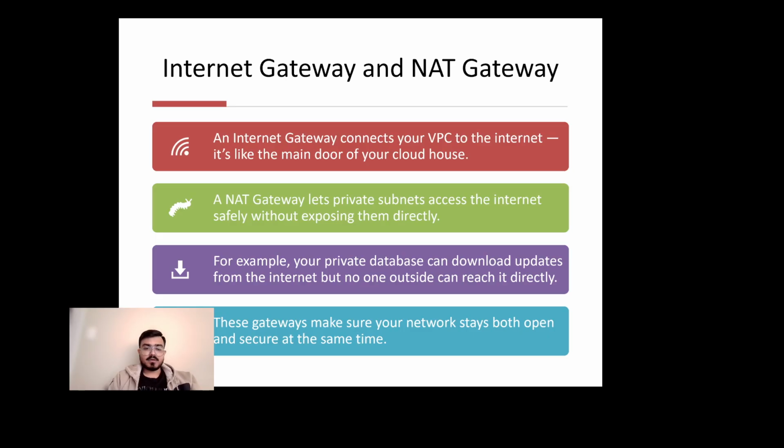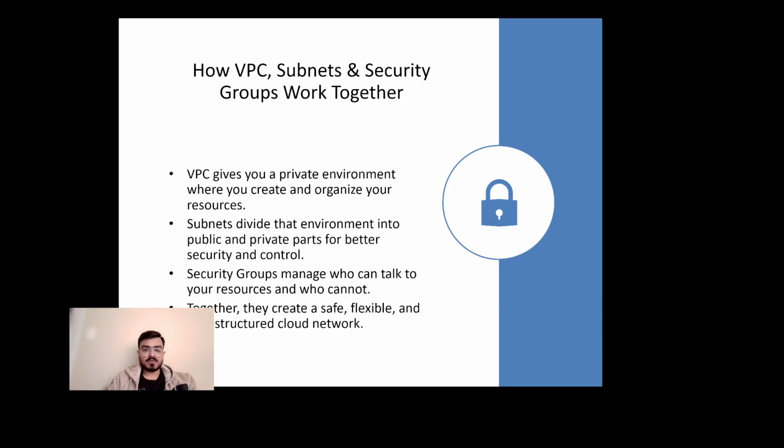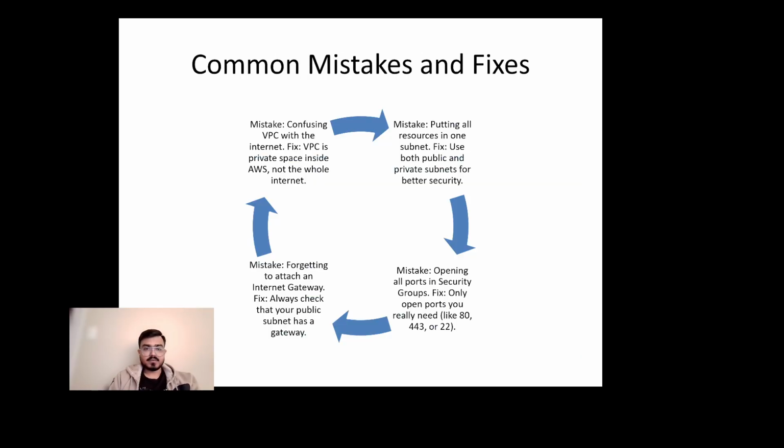So think of the internet gateway like your front door that lets guests come in. The NAT gateway is like a small window in your kitchen, so you can send food out, but people can't climb in. So let's see how traffic flows in the VPC.